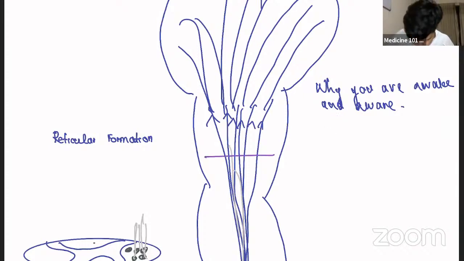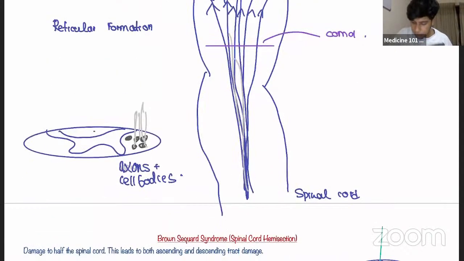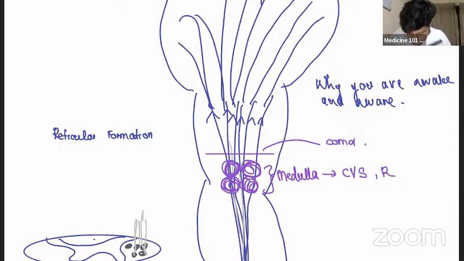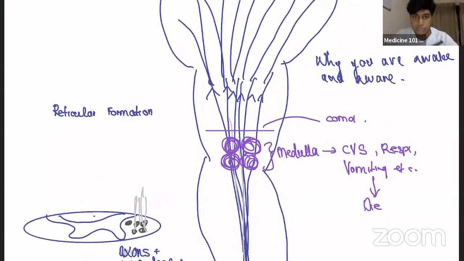If there is damage to this, it can lead to a coma. Okay. First thing. If there is damage to the region of the medulla, the reticular formation has the centers that control the cardiovascular system, the respiratory system, and the GI system, basically the vomiting system, etc. If this reticular formation is damaged, the person can die. That is for the medulla region, okay? For any other region, they can go into a coma.